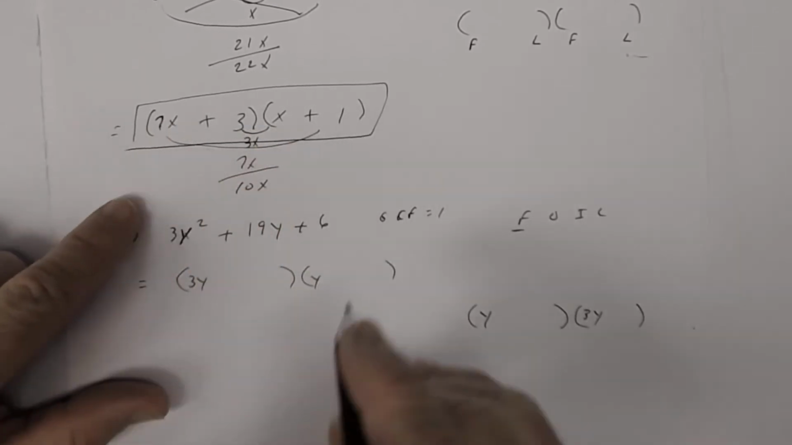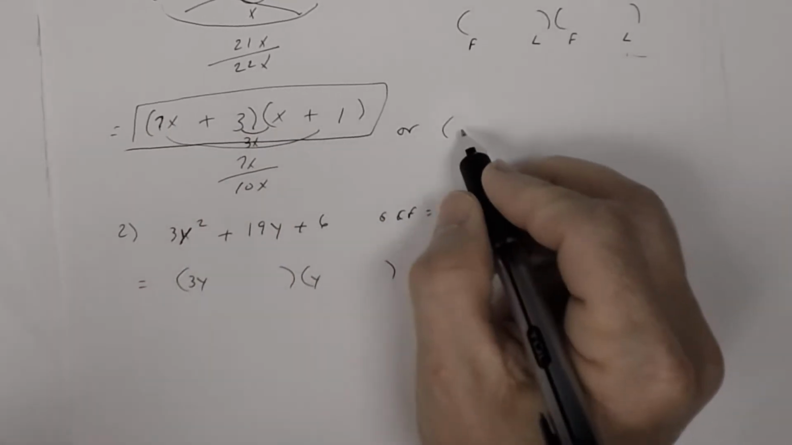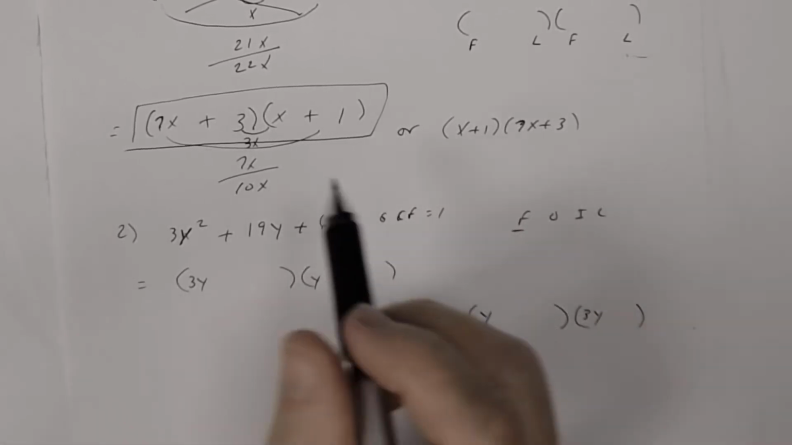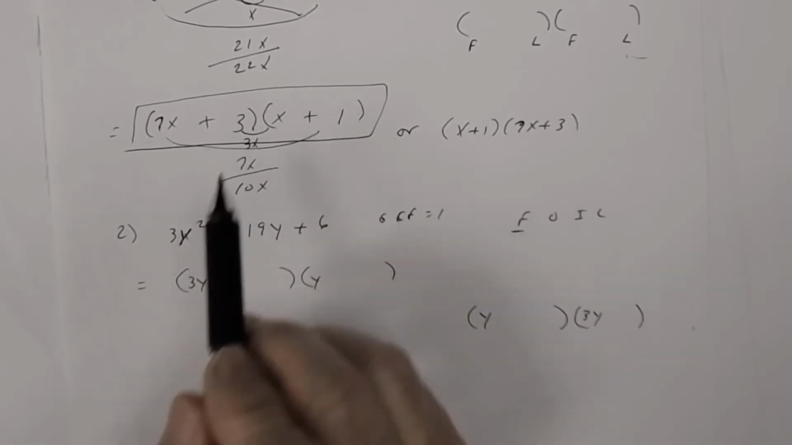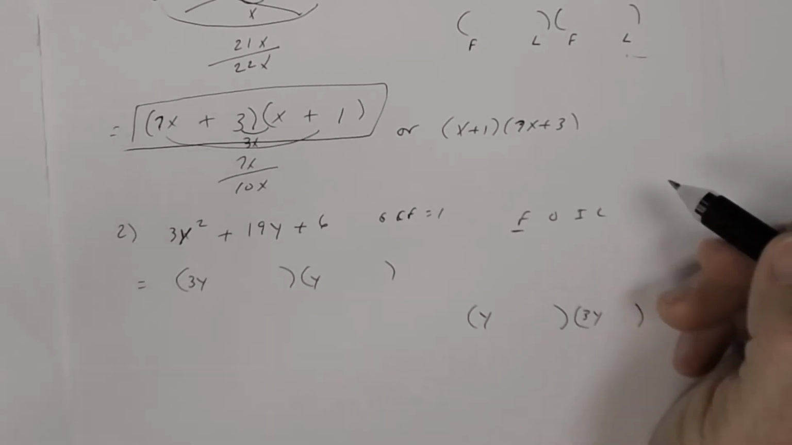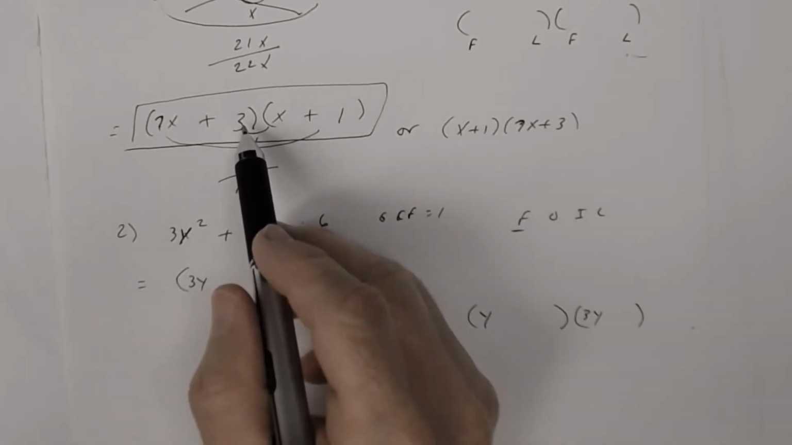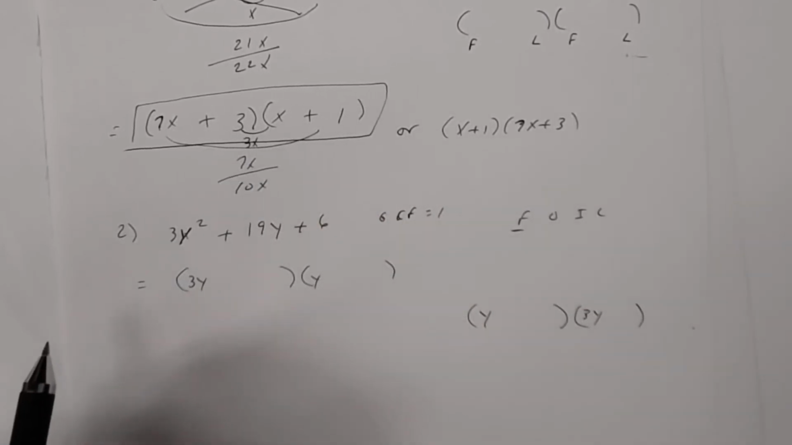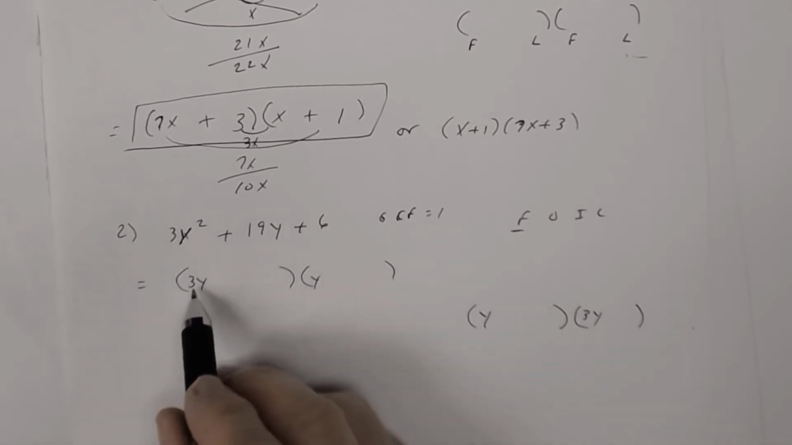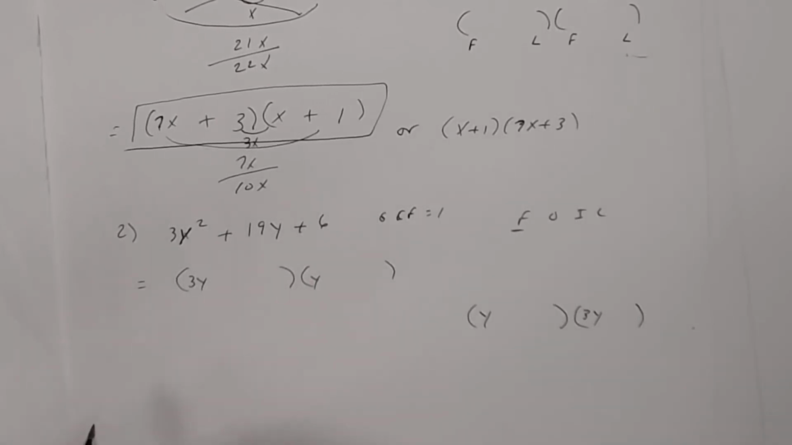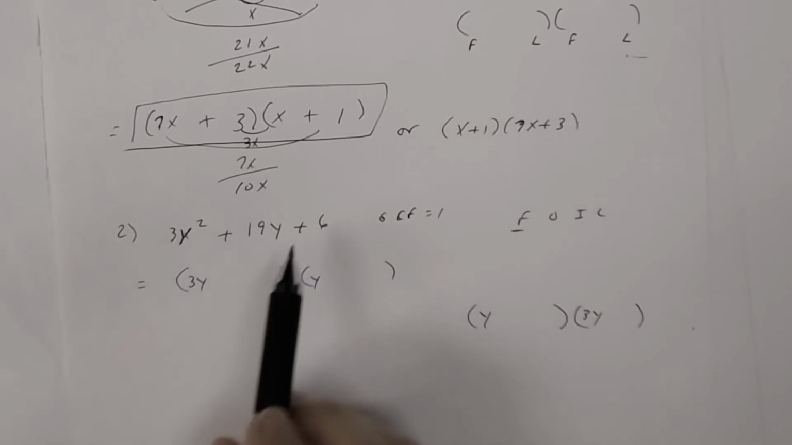So when we go back here, someone else could have written the answer as x plus 1 times 7x plus 3. That's the other way. Because remember, multiplication is commutative. The order in which you multiply does not matter. Remember, 3 times 6 is the same as 6 times 3. Okay? So 7x plus 3 times x plus 1 is the same as x plus 1 times 7x plus 3. Okay? So it does not matter whether you put the 3y in the first parentheses or the 3y in the second parentheses. Does not matter. Now let's look at 6.